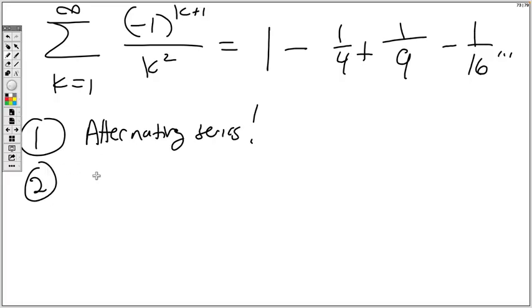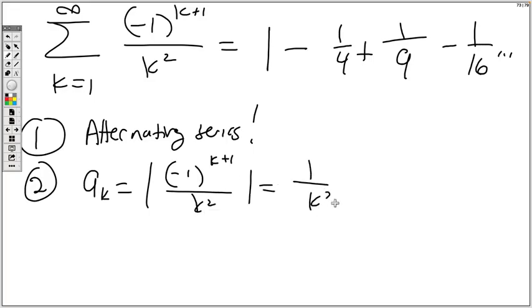And now we look at the a sub k's. Remember, in the language of the alternating series, the a_k is the positive parts. So it's the absolute value of these terms. And I look for the limit. These terms have to be decreasing to 0. So if I look at the limit as k goes to infinity of 1 over k squared, does that go to 0?